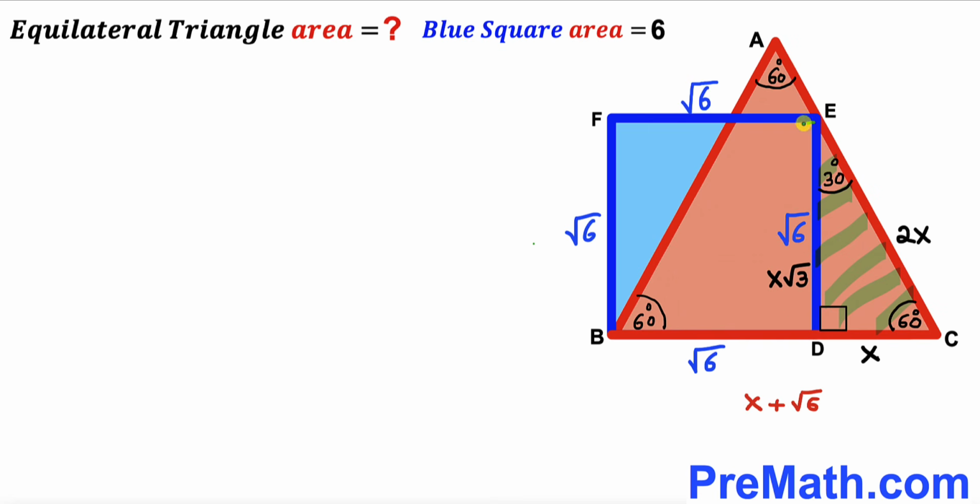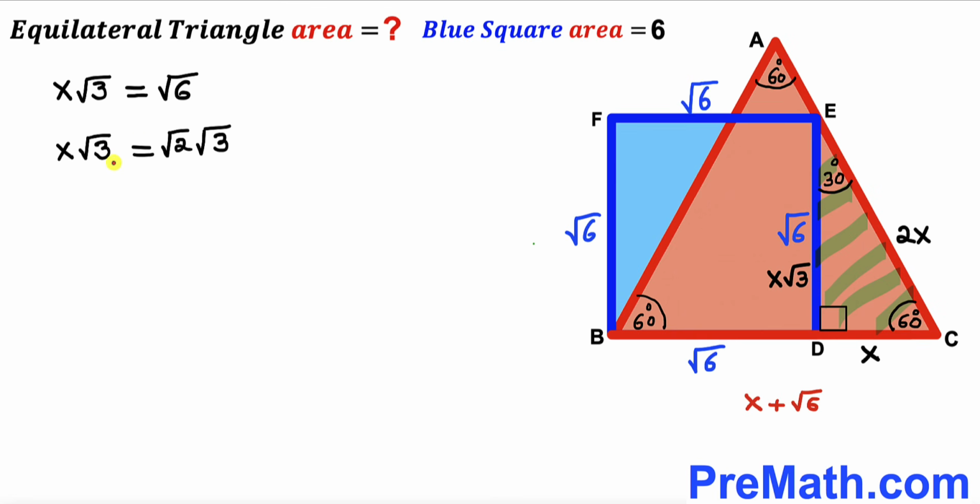And this DE length is x times the square root of 3 as well. So therefore I can equate square root of 6 equals x times square root of 3. So we could write x times the square root of 3 is going to be equal to square root of 6. And now we are going to tweak square root of 6.